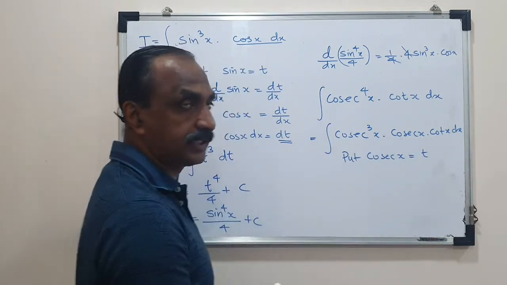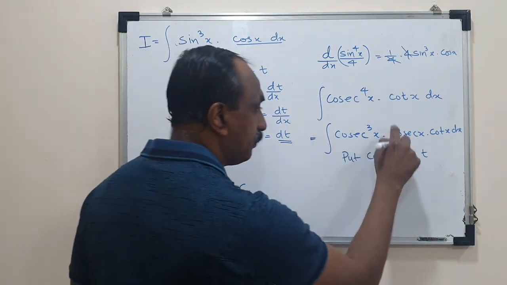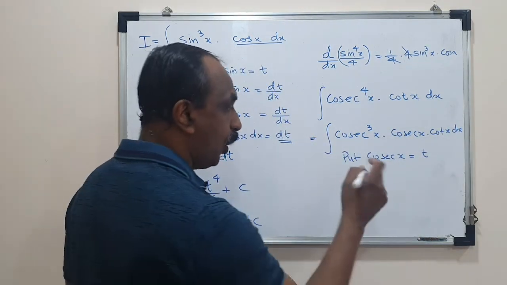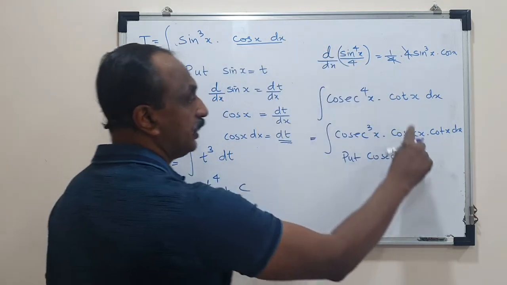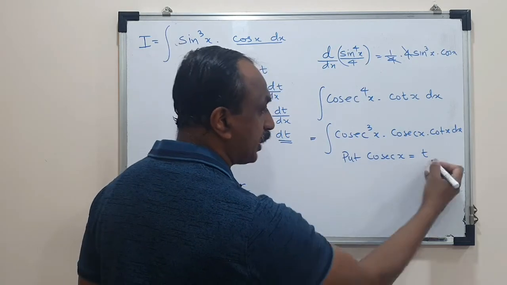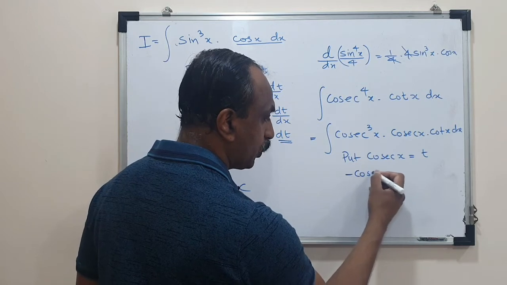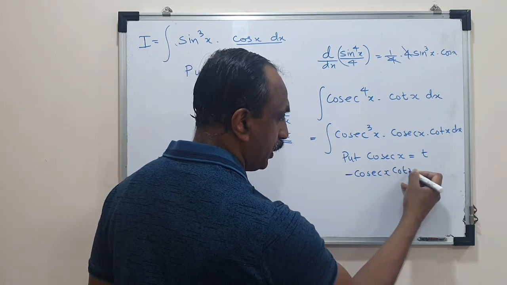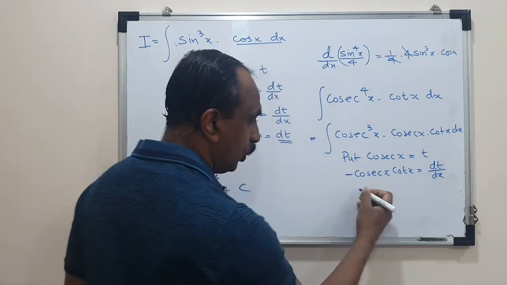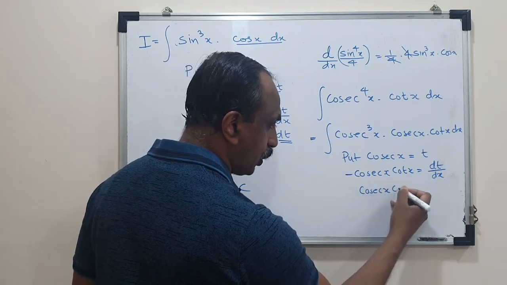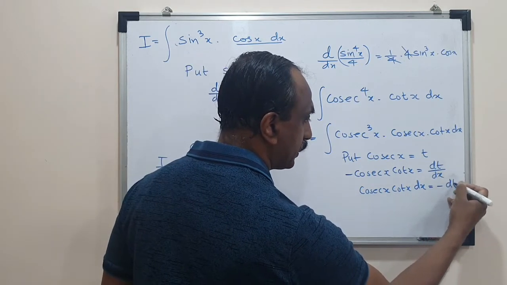I'm only short of a minus sign, and I'll show you how that minus sign or a constant can always be adjusted. Either you can put a minus here and bring a minus there, or you can adjust with your dt. So as I told you, the dx should be replaced by dt, so I differentiate both the sides. The derivative of cosec x is minus cosec x cot x, and differentiating with respect to x, it becomes dt by dx. So cosec x cot x into dx will be replaced by minus dt.